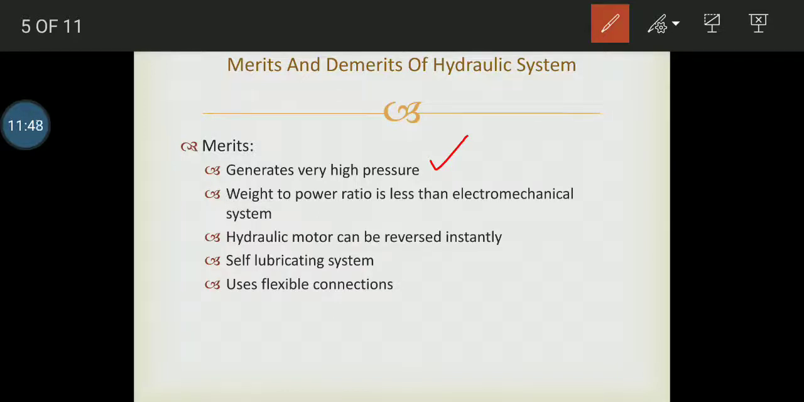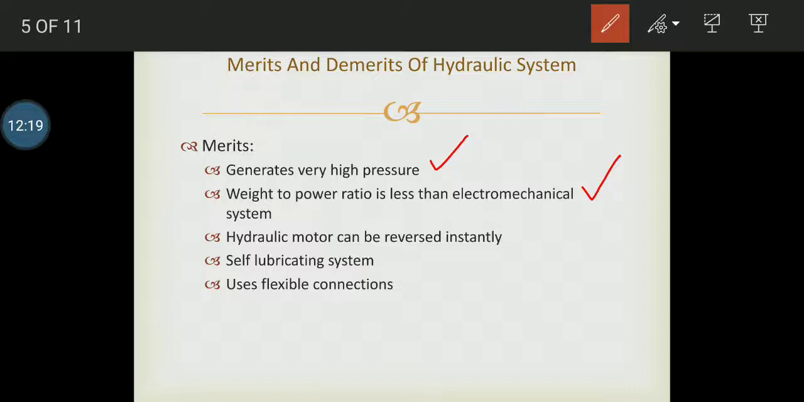But if a pressure of more than 10 bars is required, we need an option, and that option is the hydraulic system. We have to switch to the hydraulic system compulsorily because the pressure is about 10 bar. Then, the weight to power ratio is less than that of an electromechanical system. Weight to power ratio means the weight of the hydraulic system is comparatively less compared to the power which it is going to generate.